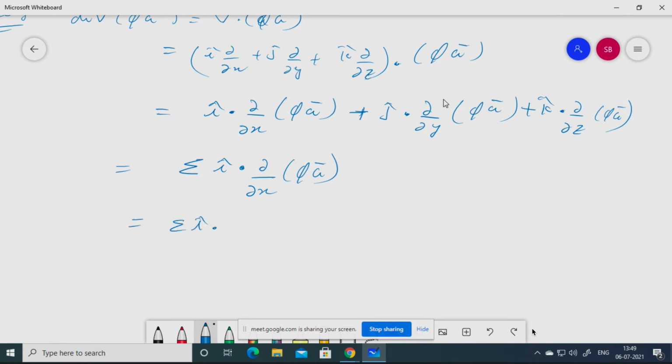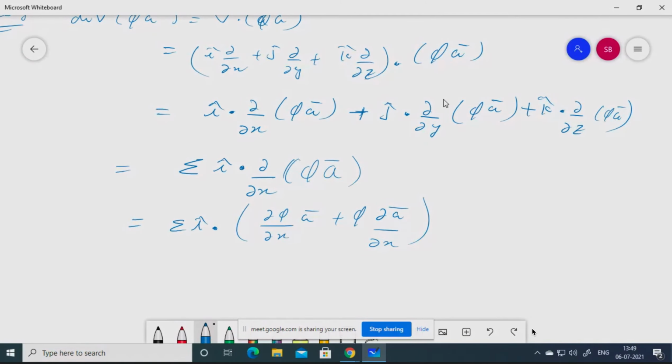Summation i cap as it is, dot product as it is. Now dou by dou x of two functions. Phi is also a function in terms of x, y, z. A bar is also a function in terms of x, y, and z. So partial differentiation I will apply here. That will be dou phi by dou x a bar plus phi dou a bar by dou x. Can I?